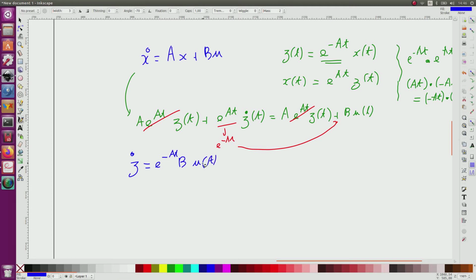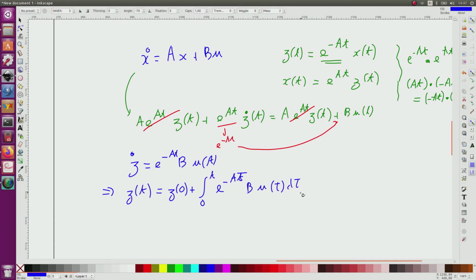Okay, so from this, since I have no z on the right hand side, I can integrate this relation and get that z of t is equal to z at time 0 plus the integral from 0 to t of this expression, exponential minus At, B u of tau, d tau.